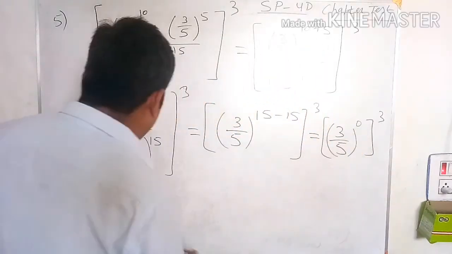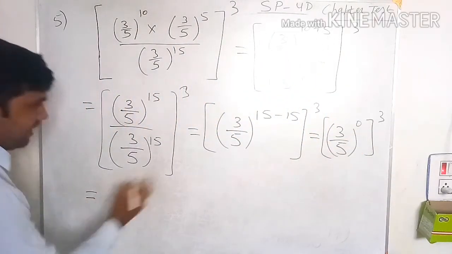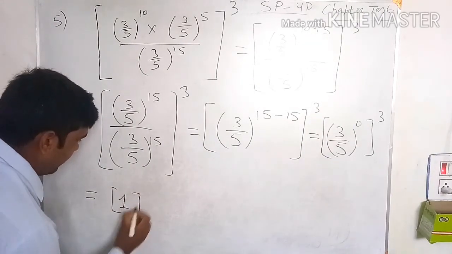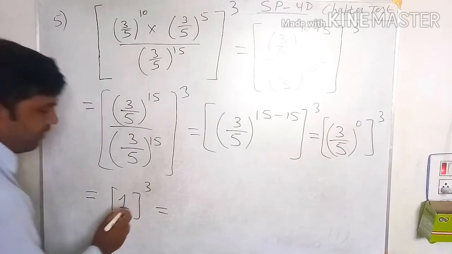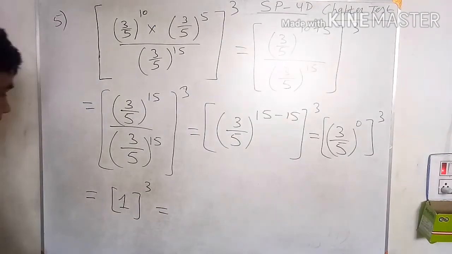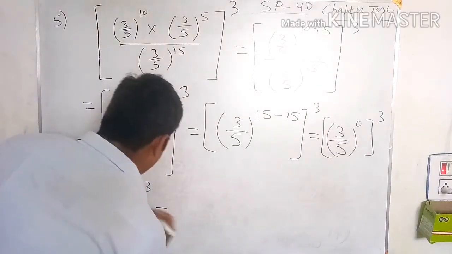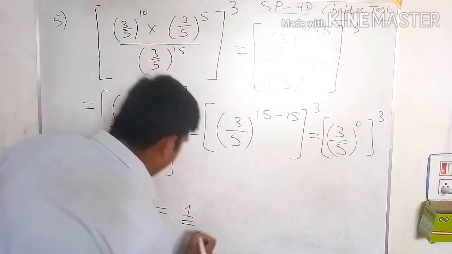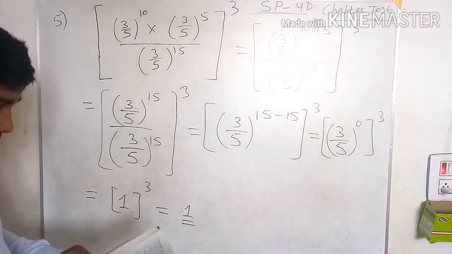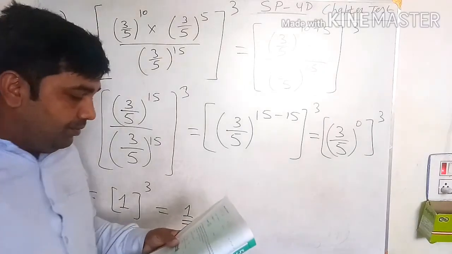Any base having power 0, value is 1, so that is 1 to the power 3. If the base is 1 and there is any power, base 1 to any power value will be 1. So here we got the answer is 1. For the question number 5, the answer is 1. Okay, like this we have to do.